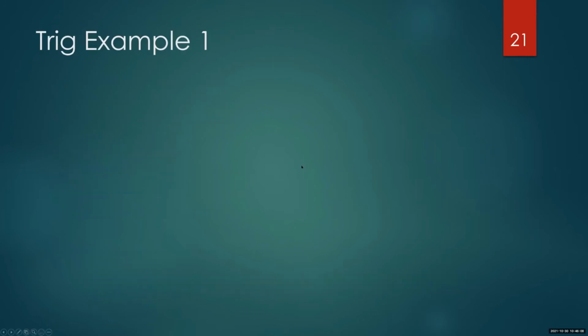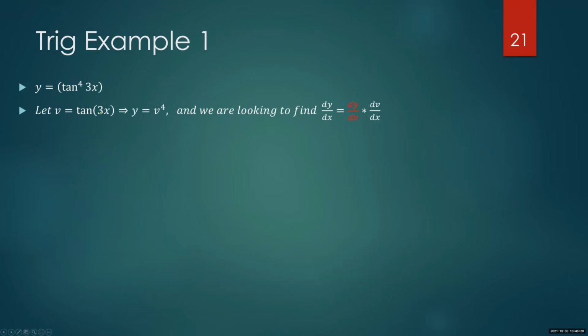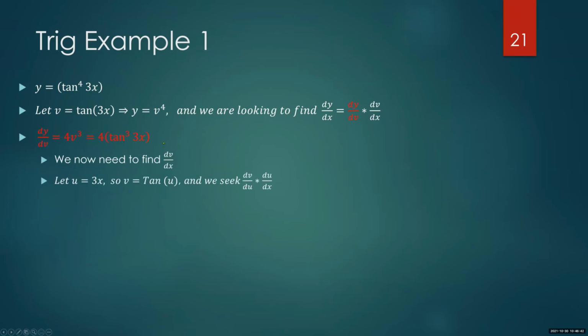So to move on, here's a simple example, or first example of trigonometric differentiation. So we're going to say that y is tan to the power of 4 of 3x. We're going to start off here and we're going to say let v be tan of 3x, so y is equal to v to the power of 4. And we're looking to find dy dx, which is dy dv by dv dx. So dy dv is equal to 4v cubed, which is equal to 4 tan cubed of 3x. And we now need to find dv dx.